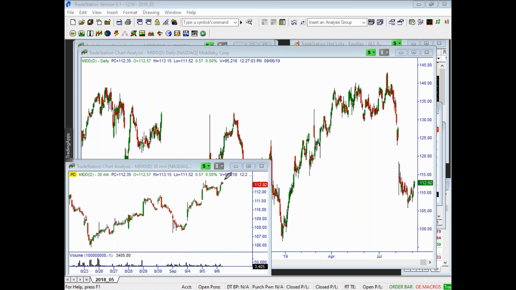So I don't think it's quite ready for anything right here, but it could be by midweek next week.